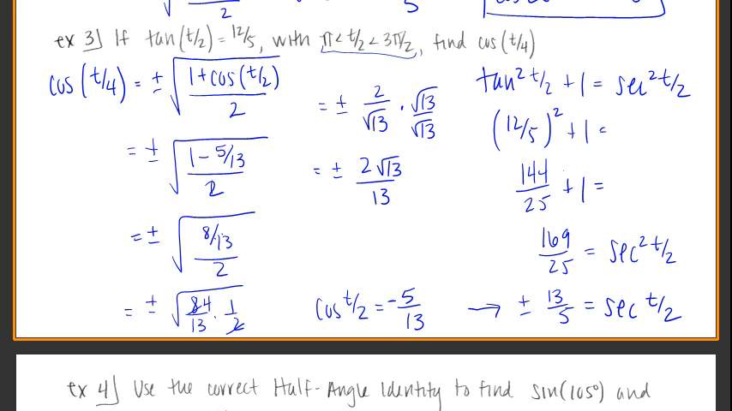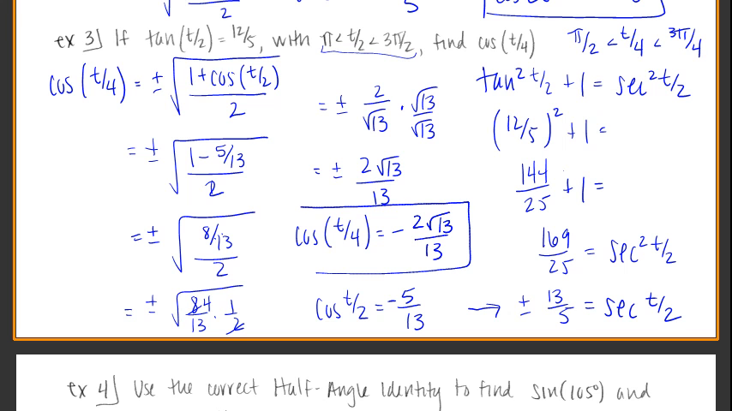And last but not least, all we have to do is the sign thing. It tells us that t over 2 is between pi and 3 pi over 2. So then dividing everything through by 2 will give us t over 4 between pi over 2 and 3 pi over 2. And those x values there are definitely negative. So our final answer is cosine of t over 4 is equal to negative 2 square roots of 13 over 13. And there's my final answer.